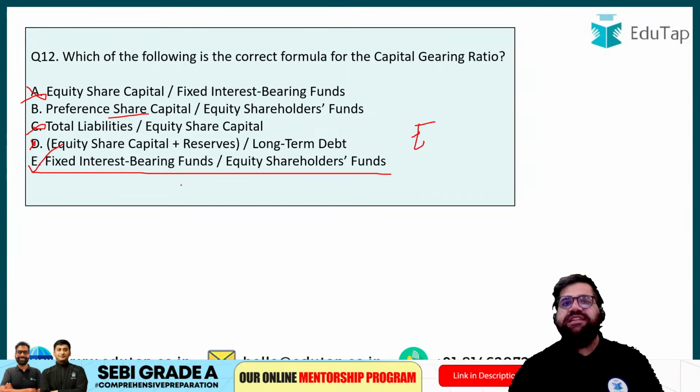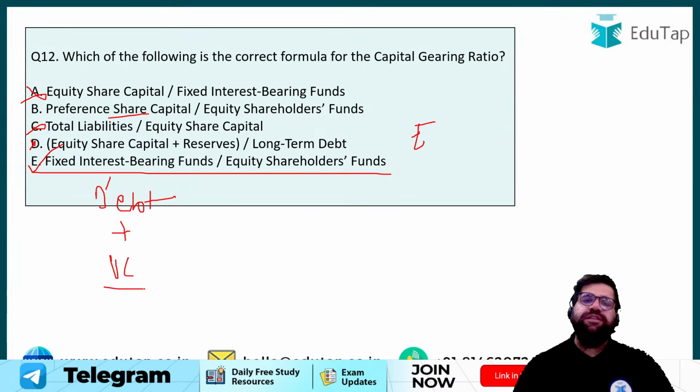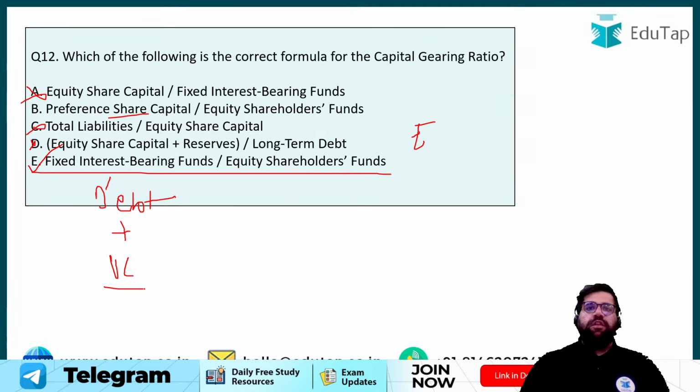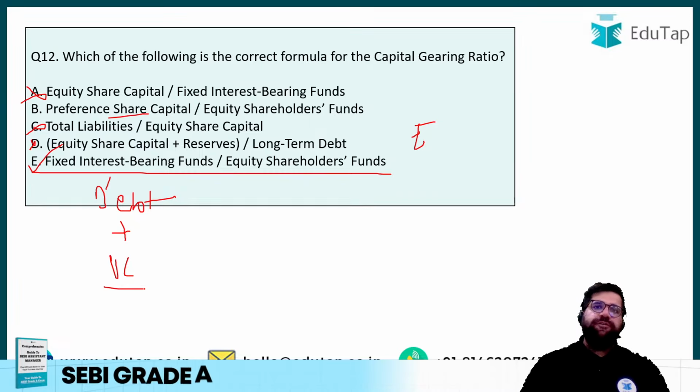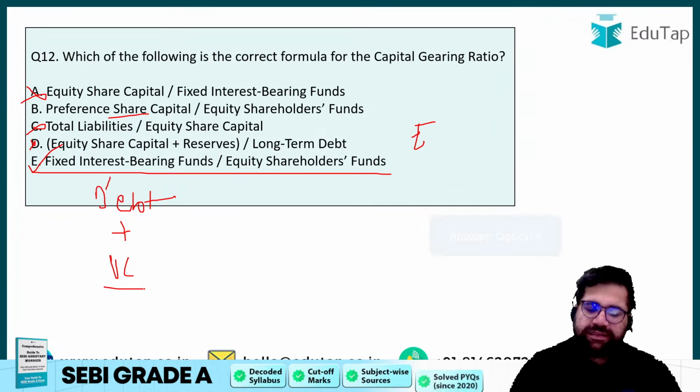Now in fixed interest bearing funds, we are including debt also, which is a non-current liability, plus your preference capital also, because on preference capital you have to pay a dividend which is fixed irrespective of what amount of profits you have. Even if you have less profit, you have to give dividend to the preference shareholder. So the correct answer will be E.